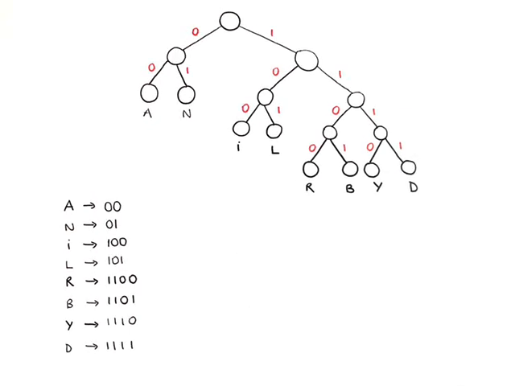As it is obvious, A and N, which have the highest frequencies, are coded with 2 bits, while R, B, Y, and D, which have frequencies of only 1, are coded with 4 bits. And here is our message after applying Huffman coding.